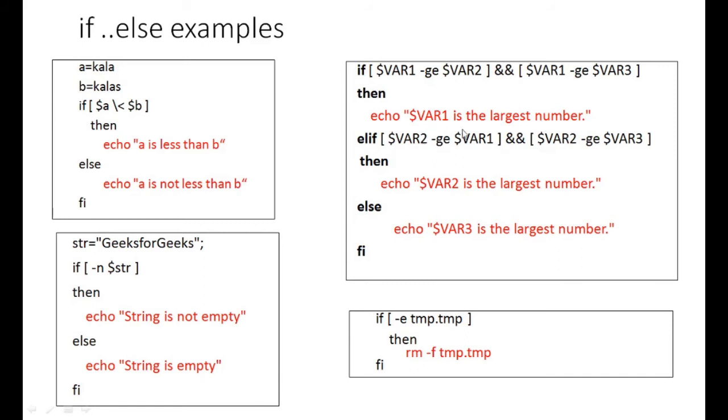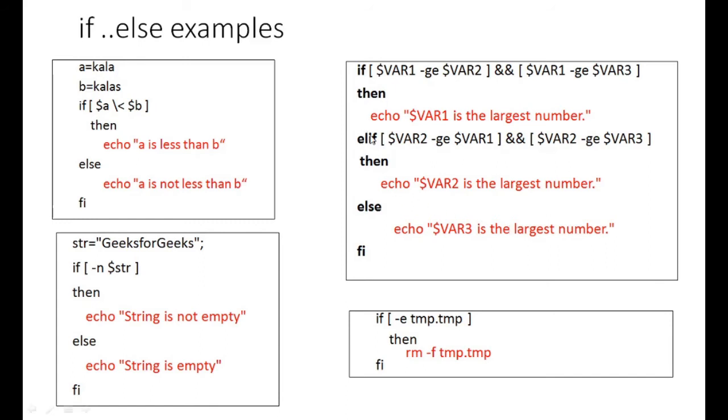Else, if variable 2 is greater than variable 1 and variable 2 is greater than variable 3, I just say variable 2 is the largest number. Else I am just saying variable 3 is the largest number. Can you find out the idea of this construct? Yes, this is to find out the largest of three numbers.